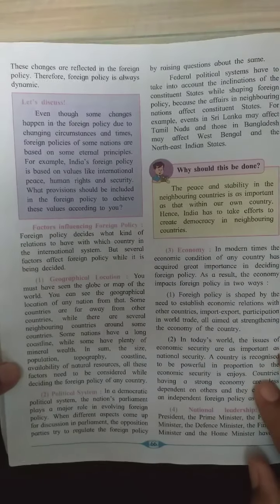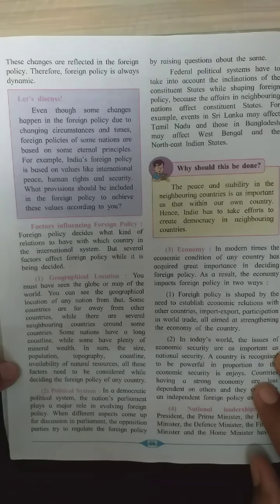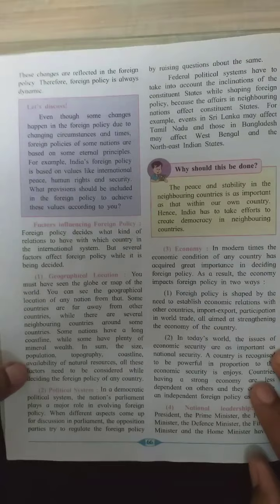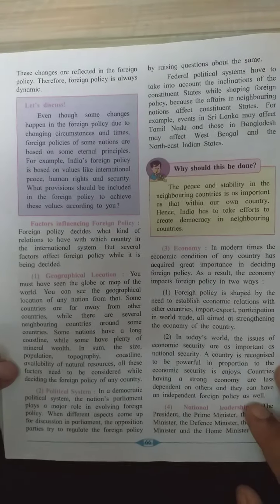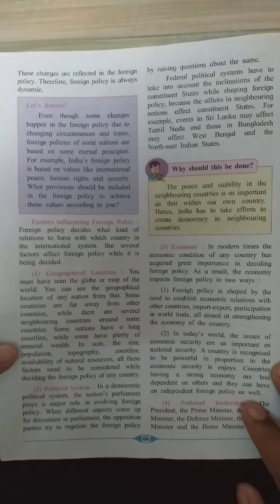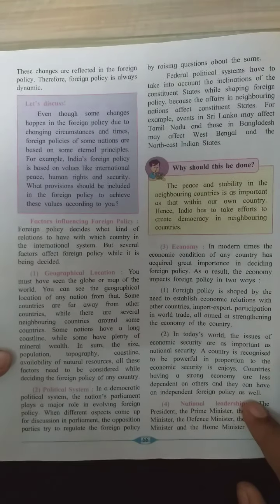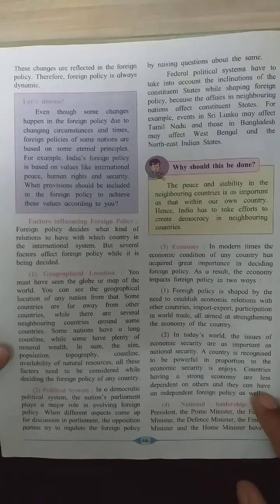Foreign policy decides what kind of relations to have with which country in the international system, but several factors affect foreign policy while it is being decided. Now, what are they? We shall see. First is the geographical location. You must have seen the globe or map of the world. You can see the geographical location of any nation from that.